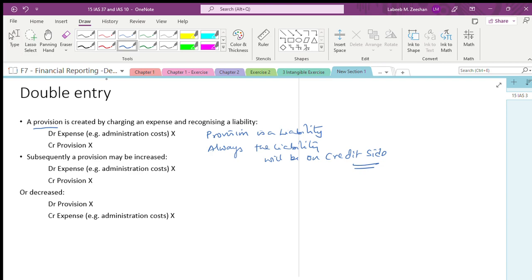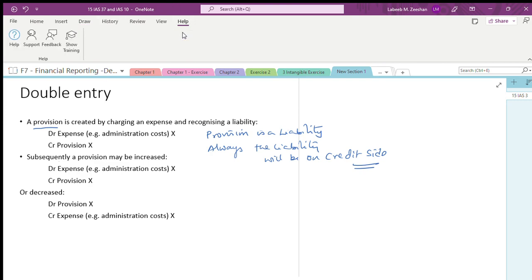Whenever you are creating a provision, is it a debit or is it a liability? You are creating the liability. If you credit it, it will increase. Is it when you are talking about increasing it further?